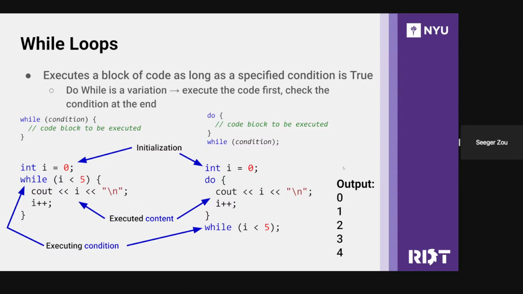The variation, do while, is on the right, and it basically executes the code first. You can see the syntax is a little bit different. You have to do before you do a while. If you focus on the do block, we have the exact same thing as the while loop, but we have the while condition at the end. What this means is basically it does not check the condition first. It executes the code first, and then it checks the condition.